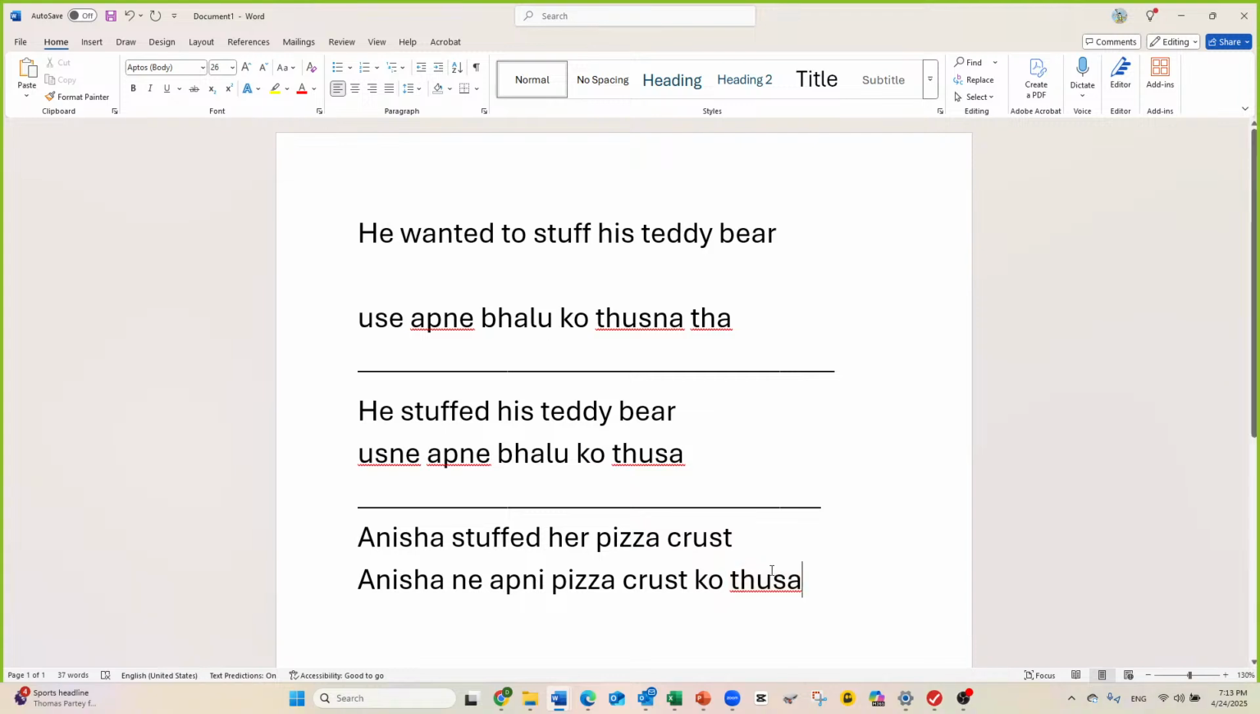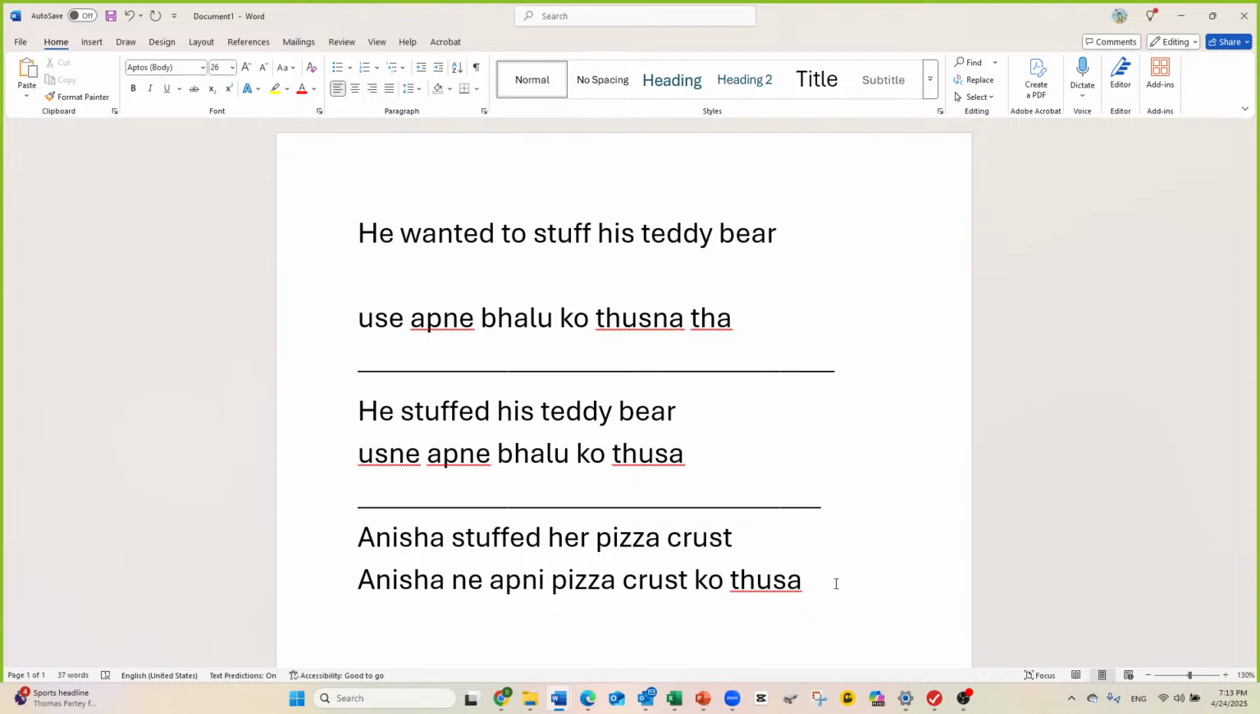Okay, now there is another thing which I do not know if you observed. Here we said उसने अपने भालू को, but here you said उसने अपनी पिज्जा को. So अपने also changed to अपनी. Why do you think? Because Anisha is a girl. No, because pizza is a girl.